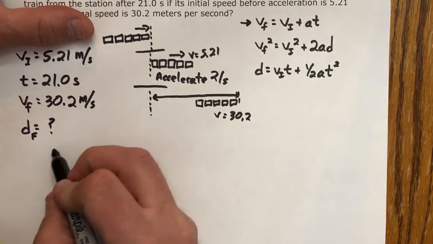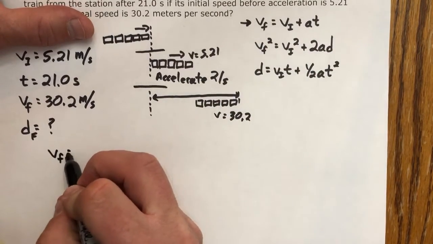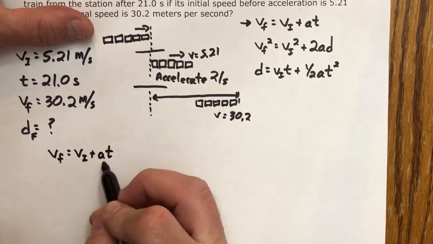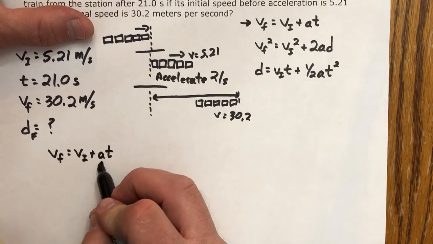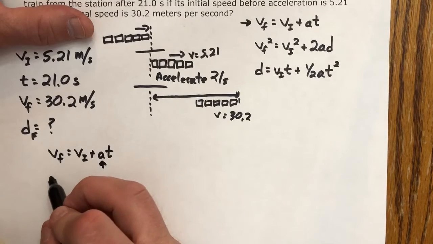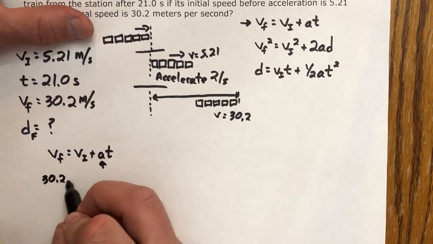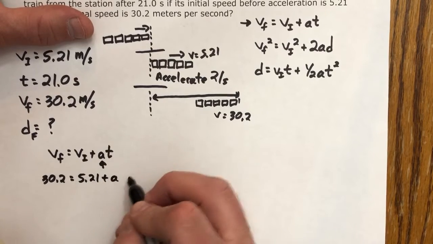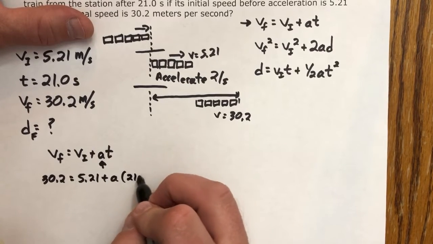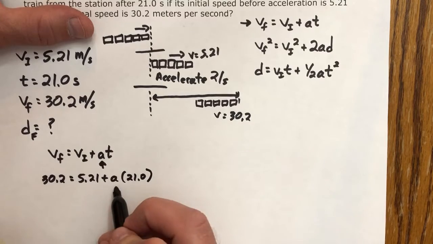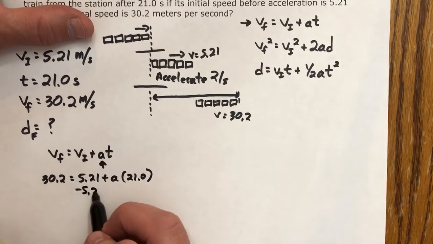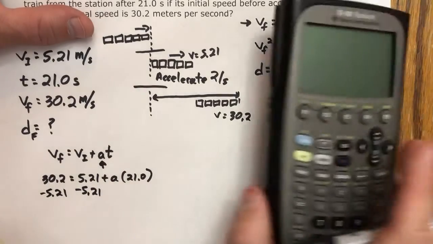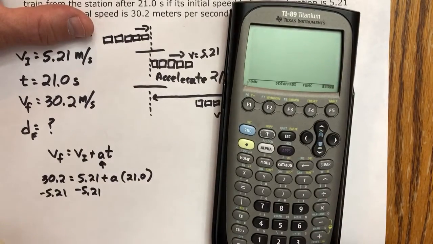I'm going to bring that down here. So we're going to have VF, final velocity, equals initial velocity plus AT. I'm going to plug these in. We're going to solve for A. Final velocity is 30.2. Initial velocity is 5.21 plus A, which I don't know, times my time, which is 21 seconds. So we're going to solve for A, so we're going to minus 5.21 here. We minus 5.21 here. My math is not that good. I got to use a calculator for that.